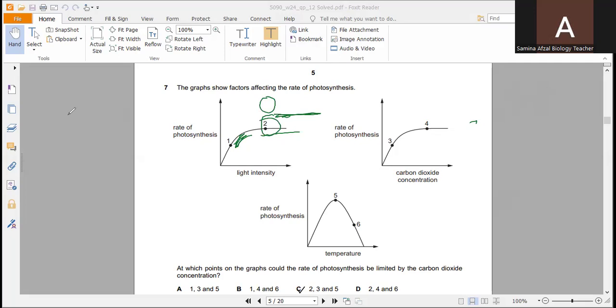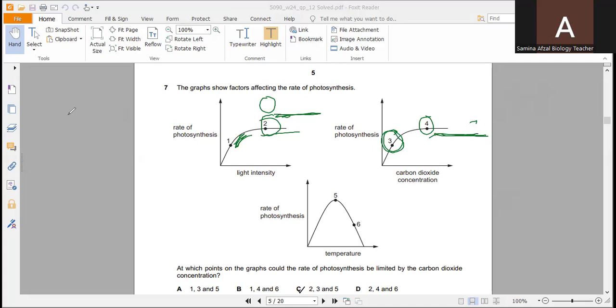Now point 3. At this point, the rate of photosynthesis is increasing rapidly with increasing carbon dioxide concentration. So point number 3 can be the limiting factor for this. And at point 4, you can see a straight line on the graph, due to which we can say there will be no change due to an increase or decrease in carbon dioxide concentration.